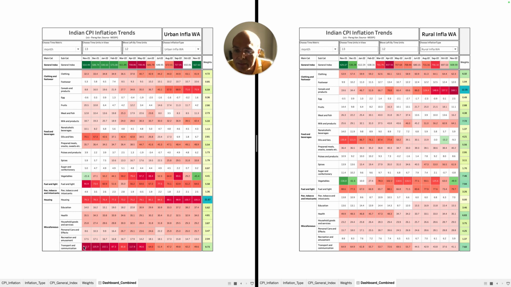It's very clearly evident from here. Look at these numbers, and you'll find transport and communication, the weight is also very high. It contributed significantly, whereas in rural, the weight is not very high. So it is high, but it is not as significant.